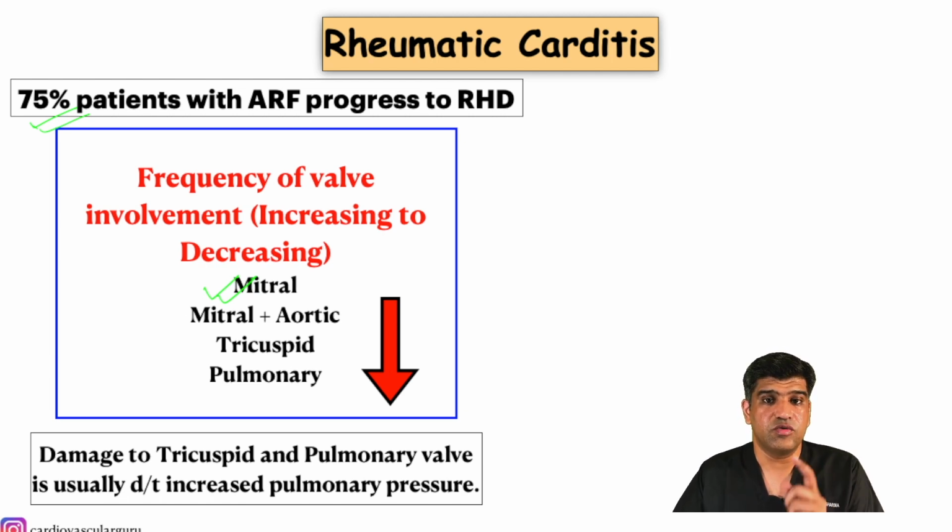So the most common valve involved is mitral, followed by mitral plus aortic, followed by tricuspid, and then pulmonary. If the question doesn't have the option of mitral plus aortic, then the second most commonly involved valve you can say is aortic. Damage to the tricuspid and the pulmonary valve is not direct. It is due to the increased pulmonary artery pressures. Direct involvement of tricuspid is another rare entity, and that of pulmonary is even rarer.